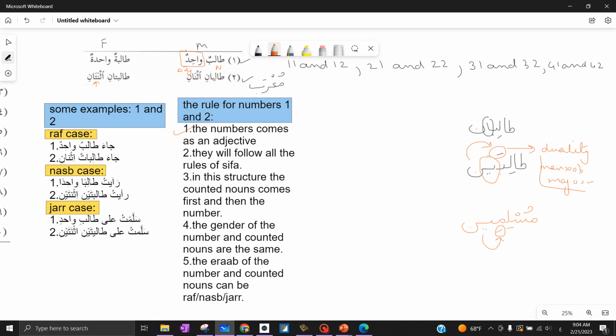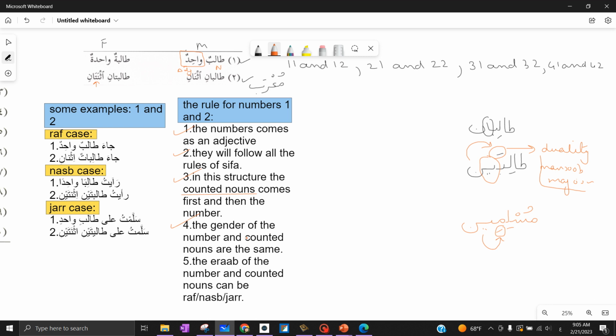Now these rules are only for 1 and 2. The next is they will follow all the rules of sifa, as I told you before. Number 3, in this structure, the counted nouns. What are the counted nouns? The counted nouns are these. Talib, Taliban, these are known as counted nouns. The counted noun comes first, in the place of first, and then comes the number. As I told you, the number comes as sifa after the noun.